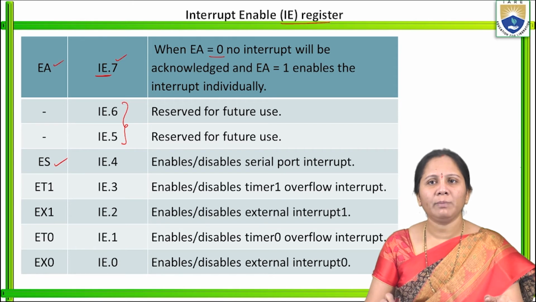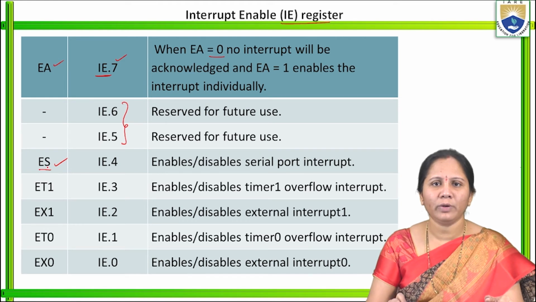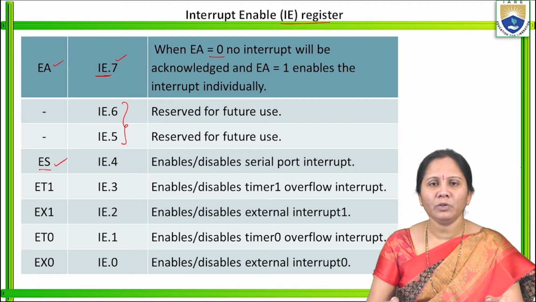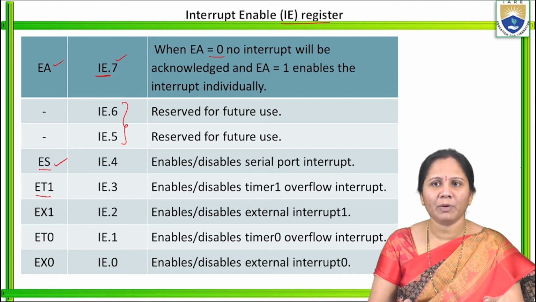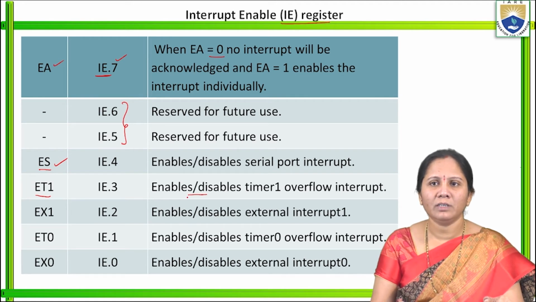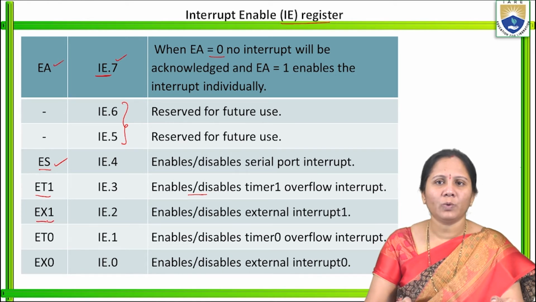This bit is used to enable and disable the serial port interrupt. For example, if this ES bit is 1, it is going to enable the serial port operation. And if it is 0, it is going to disable the serial port operation. The next bit is ET1. T1 represents timer 1. So that particular interrupt may be enabled and disabled whenever the timer 1 overflow interrupt arises. That bit will be 1 when the timer 1 overflow interrupt is enabled, and otherwise, if it is disabled, that bit will become 0. And the next bit is EX1.